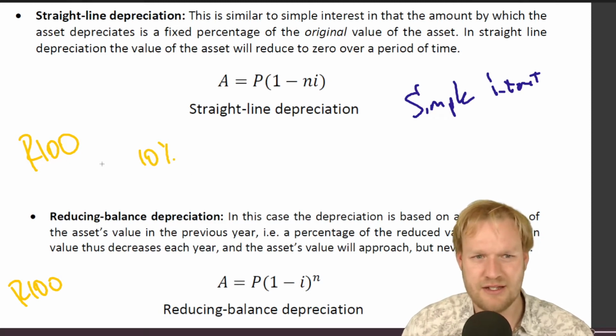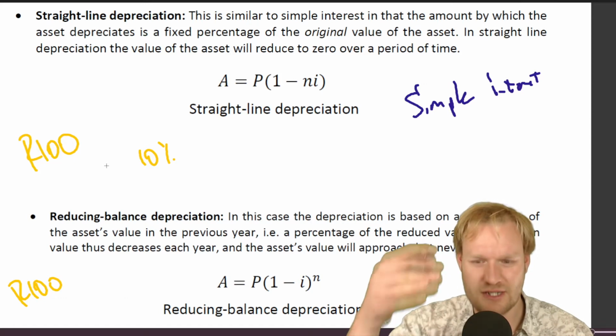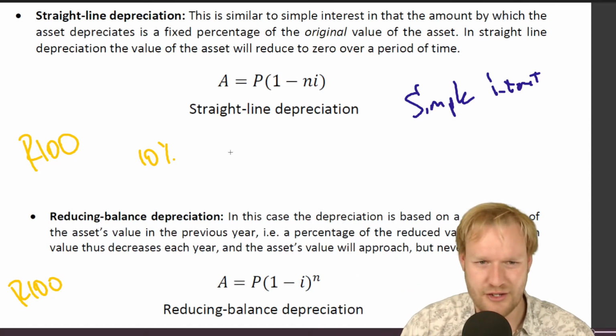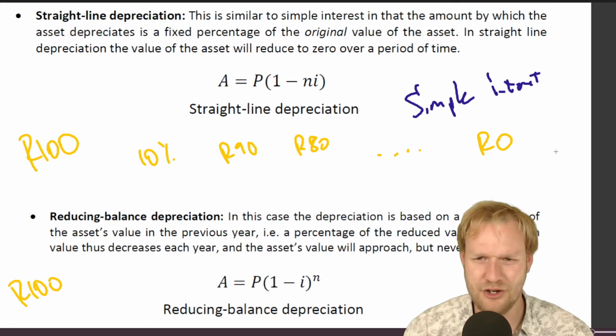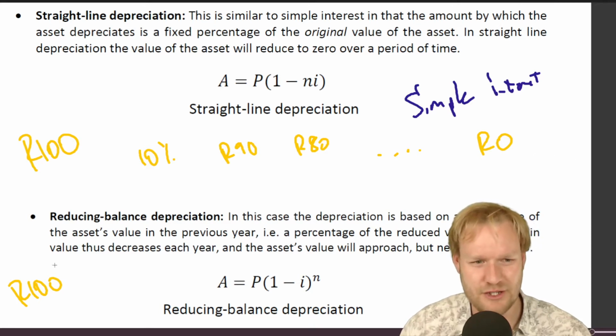Now, if it does that, that means that each year it's going to lose 10 Rand. So in year 2, it's going to be worth 90 Rand. Next year, it's going to be worth 80 Rand. And so it goes until eventually it's worth nothing. And no, it can't be worth negative. So that would be a straight line.